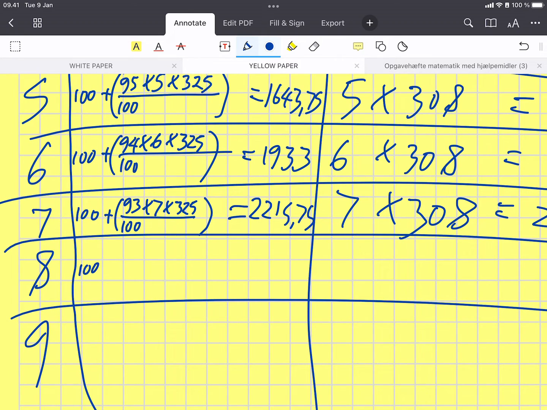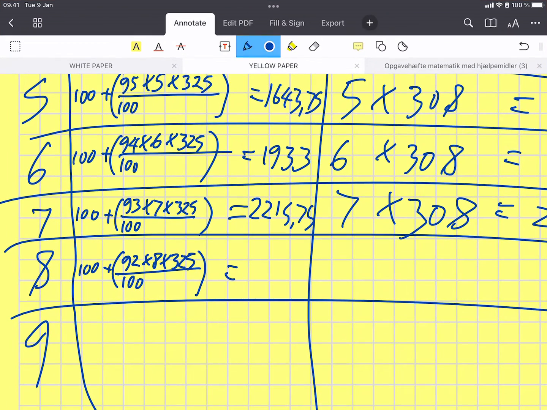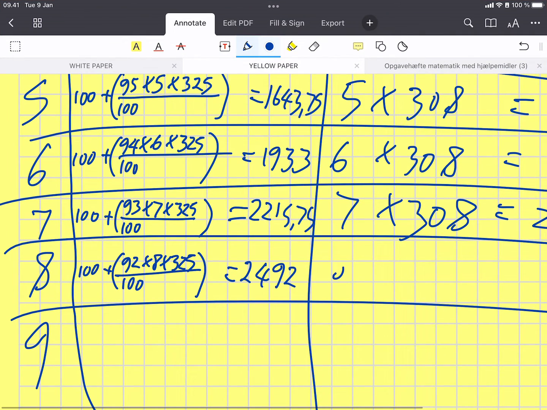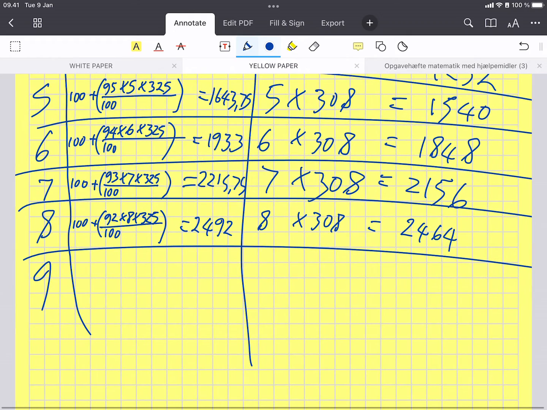8 nights, 100 plus 92% of 8 times 325. Over to the calculator. So I'll change the 93% discount to a 92% discount. I'll change the 7 nights to 8 nights, and that's costing 2492. Whereas 8 nights at 308 is costing 2464. So still marginally cheaper, but we're closing in now.